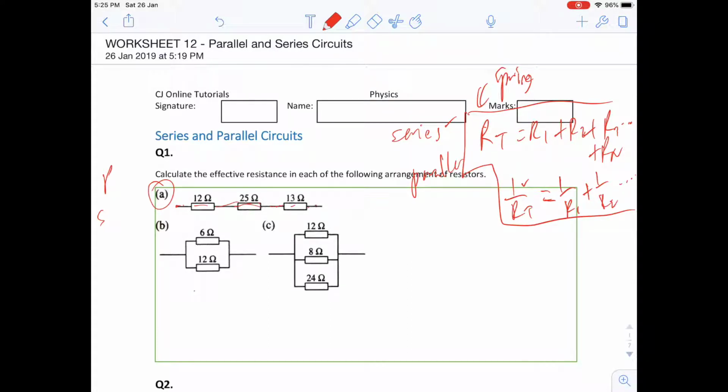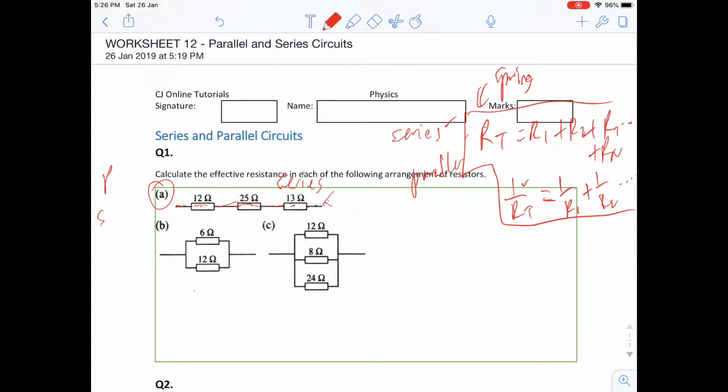Is there a diverging part? Remember, current is like water flowing, so it's like a river. Do you see the river branching off into different sections? No, there's no branch. In this case, the river only goes from one resistor to another resistor to another resistor. There's no branching off, so this is a series circuit. So we're going to use this formula here.